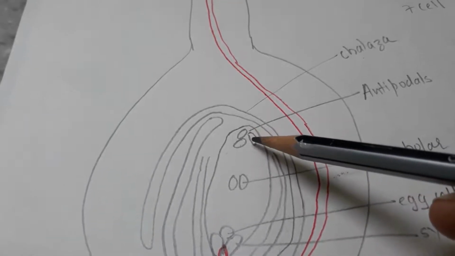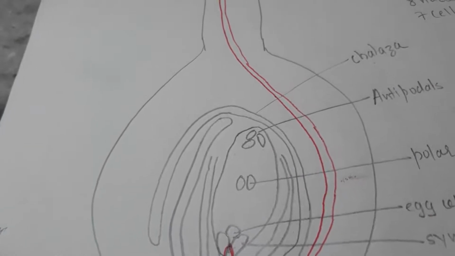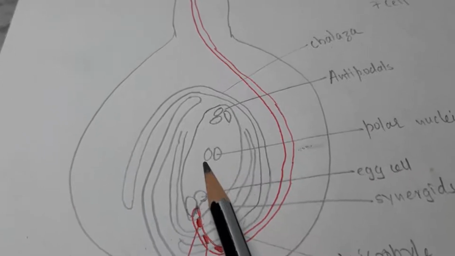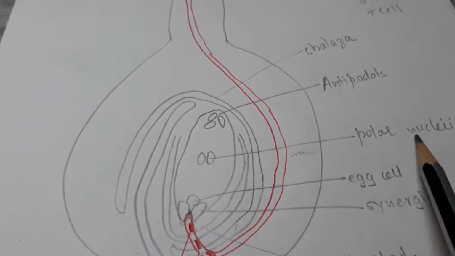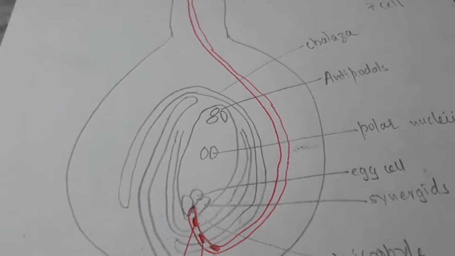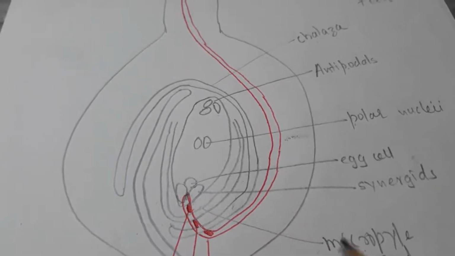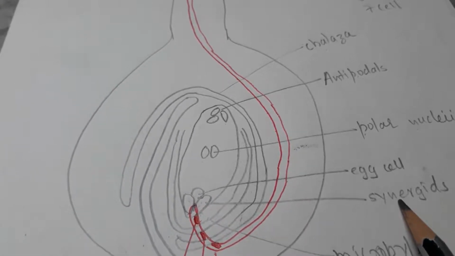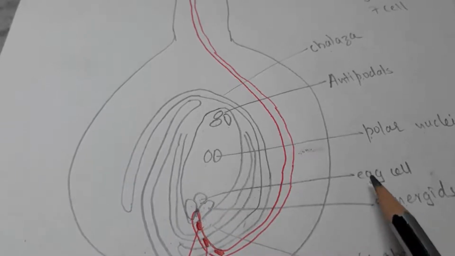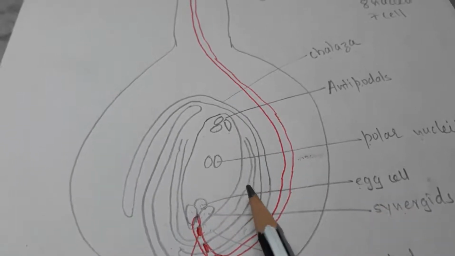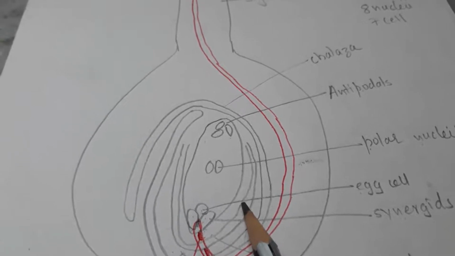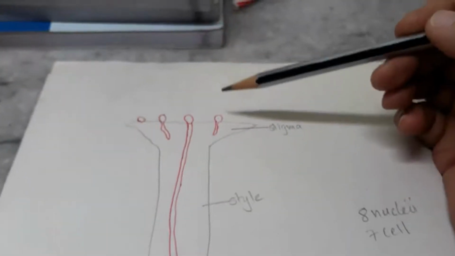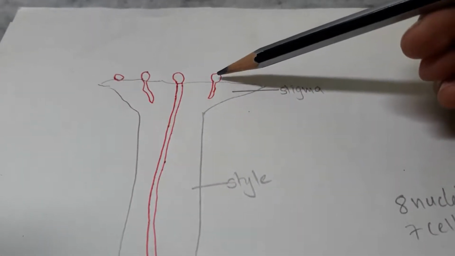Now, what is the arrangement of the 8 nuclei over here? 1, 2 and 3 are the antipodals. 2 are at the center, known as polar nuclei. 3 are at the opposite end, the micropyle end. 1 and 2 are known as synergids. The third one is known as the egg cell. These are the integuments.